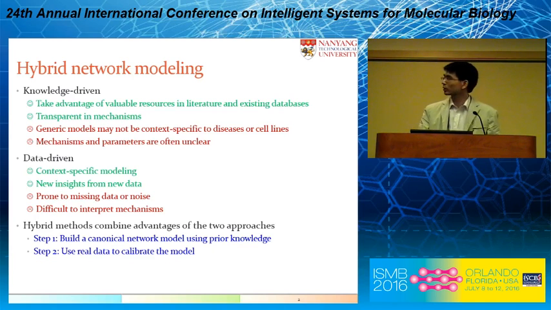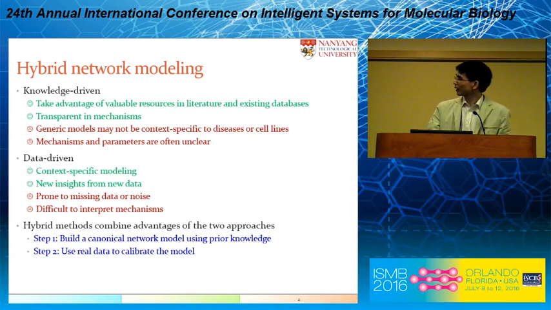So there are basically two types of modeling in systems biology. One is knowledge-driven methods. This method starts from prior knowledge and constructs the model based on the literature, such as differential equations or logical rules, and then does the simulation. The advantage of this method is that it can take advantage of resources like literature and existing databases, and also it can be very clear in the mechanism, right? What's going on physically in the system.